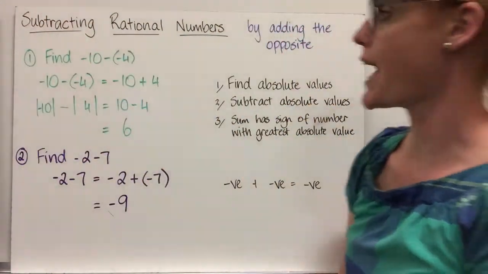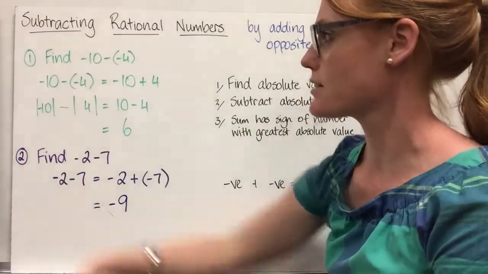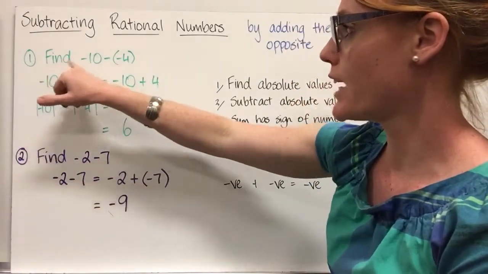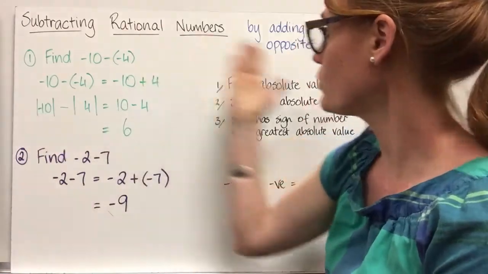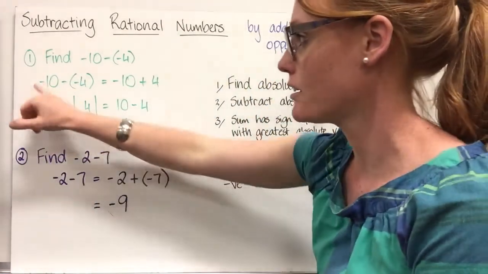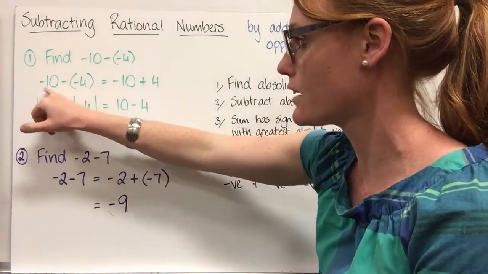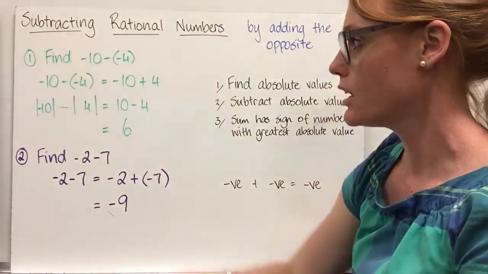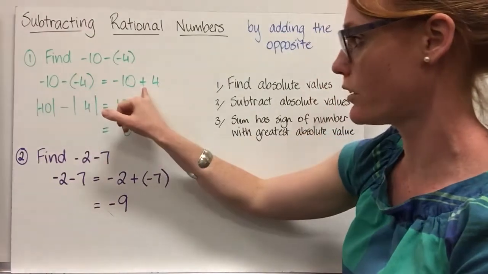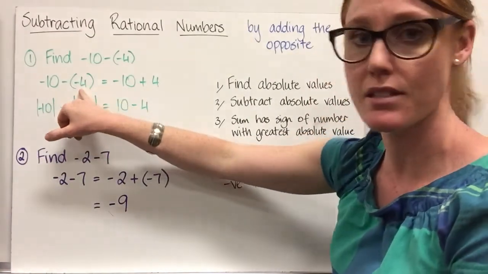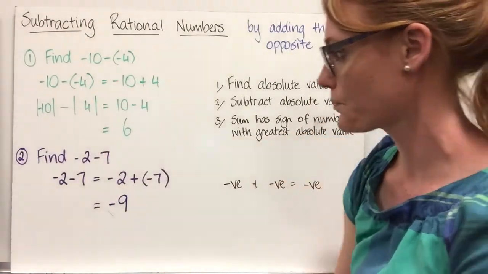Subtracting rational numbers by adding the opposite. Let's get some more practice. So it asks us to find -10 subtract -4. Now, if we're adding the opposite instead, our equation changes from -10 subtract -4 to -10 plus 4. So instead of subtracting, we're going to add, and we're going to add the opposite of -4, which is 4.